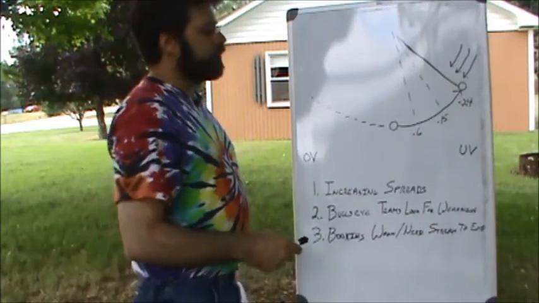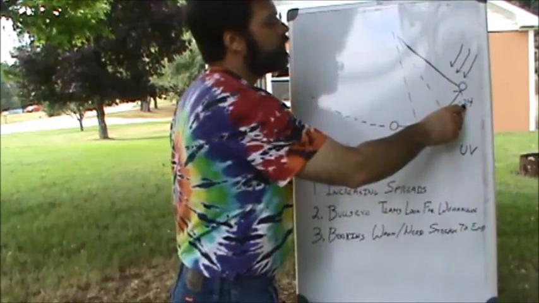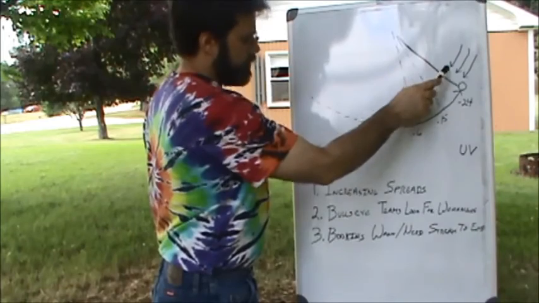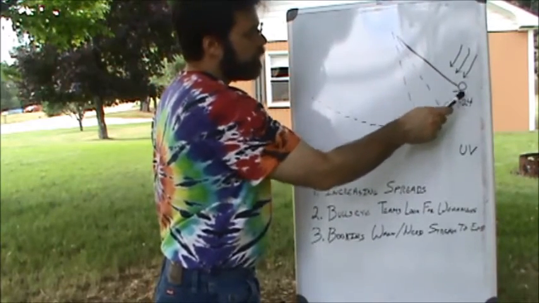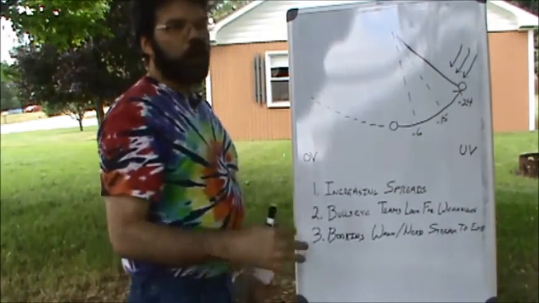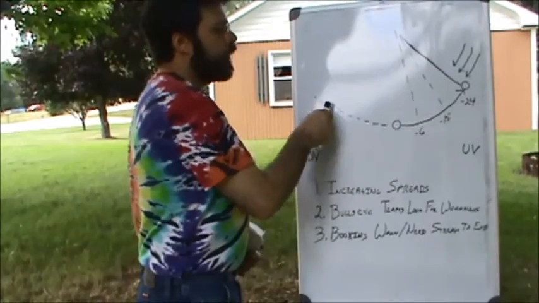So what happens is you progress negative 6, negative 15, negative 24, and all of these things, you know, increasing spreads, the bullseye on their back, and the bookies wanting this streak to end. All of this pressure starts to weigh, and it brings that pendulum the other way.